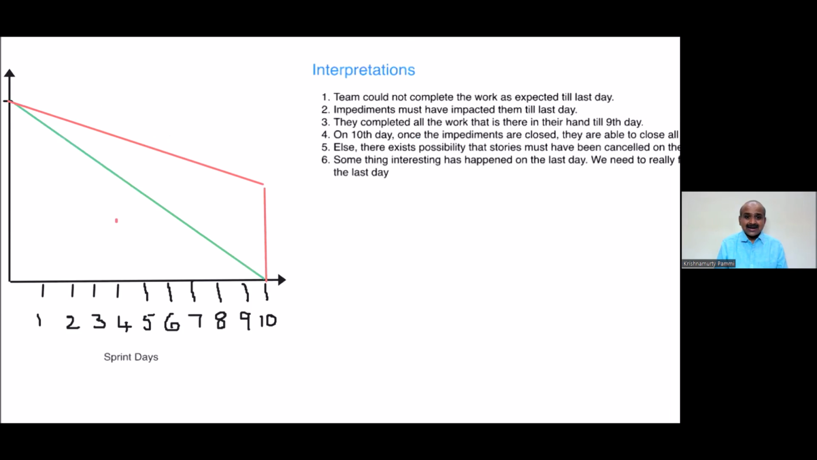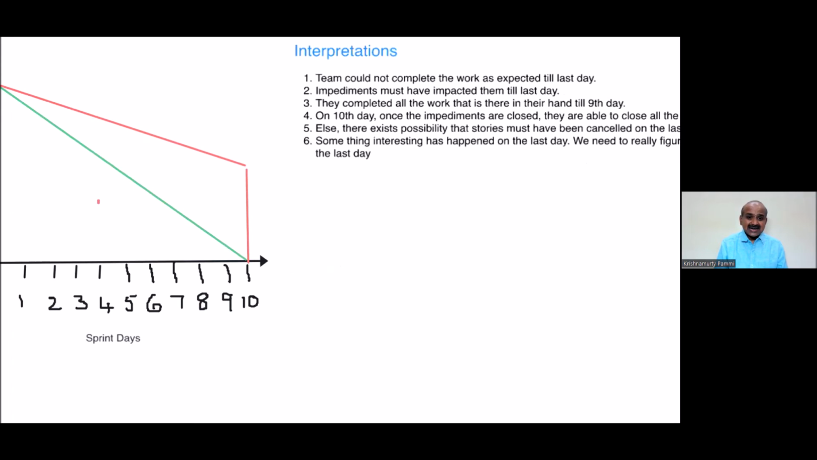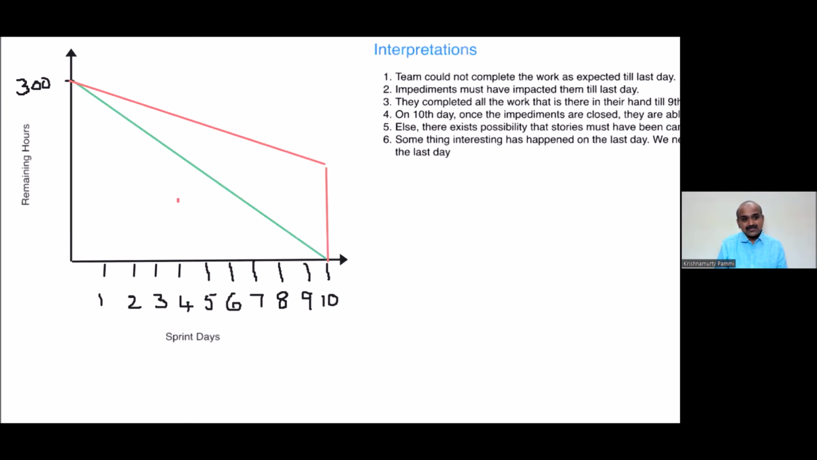Third one is, stories must have been cancelled. For example, the team must have worked till here. There are 4 stories pending, and for those 4 stories the remaining work is more, so I am in a situation where I'm not able to complete the goal. The product owner said, no, those stories are not required. They're cancelled. They're not required for the product backlog. That means the stories got cancelled.